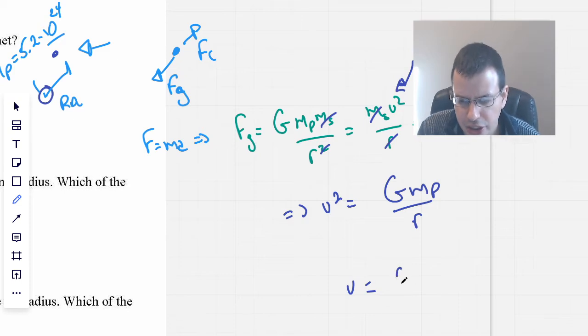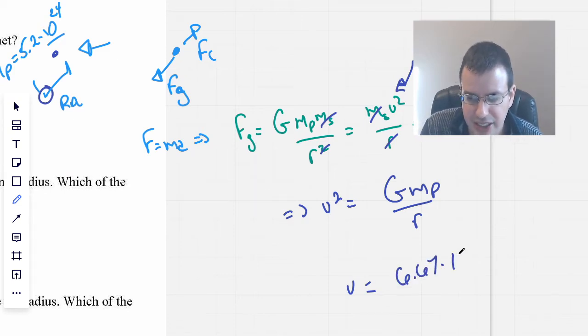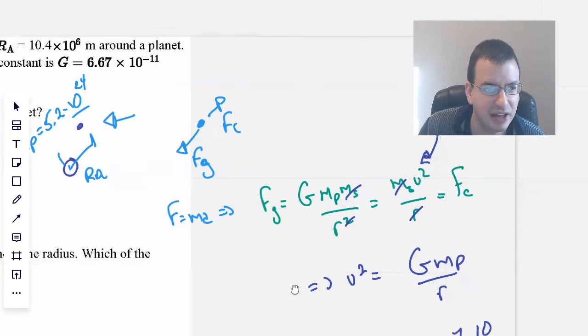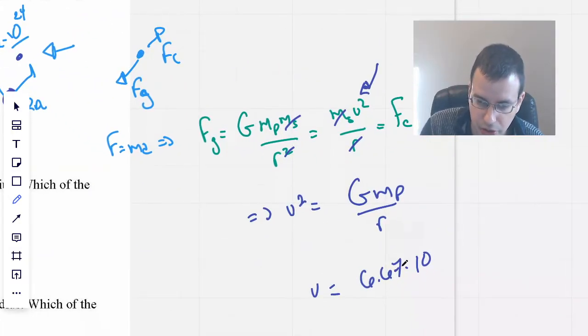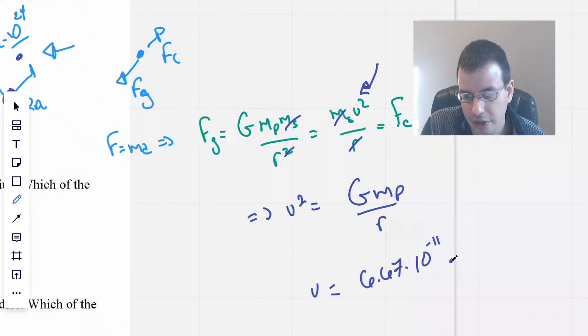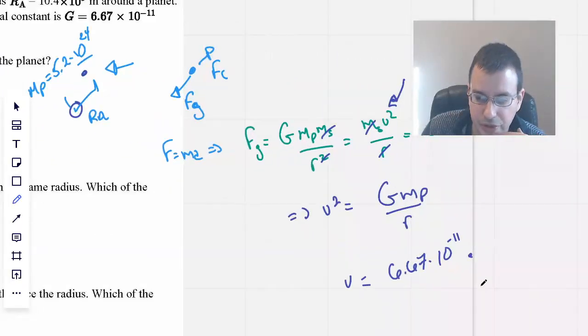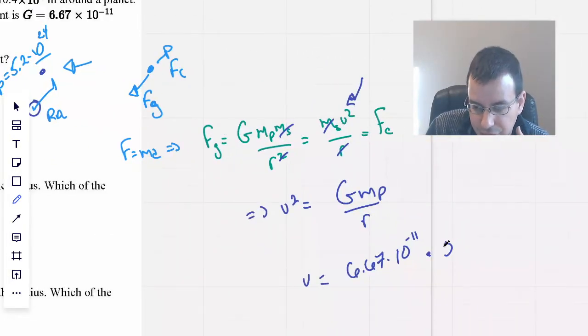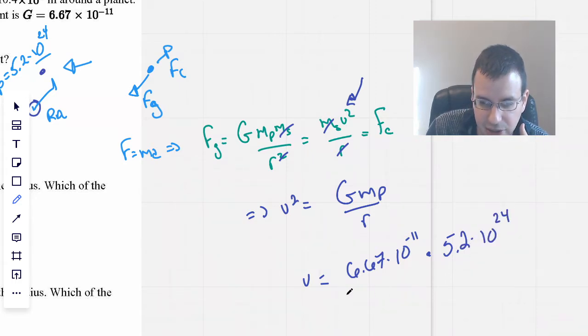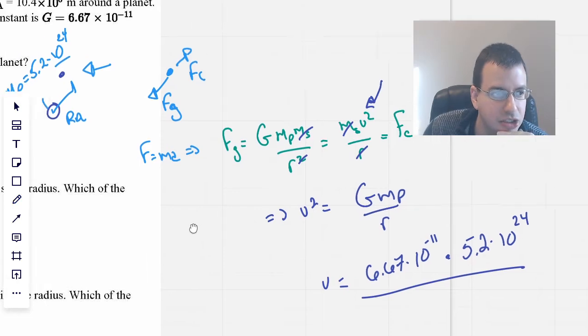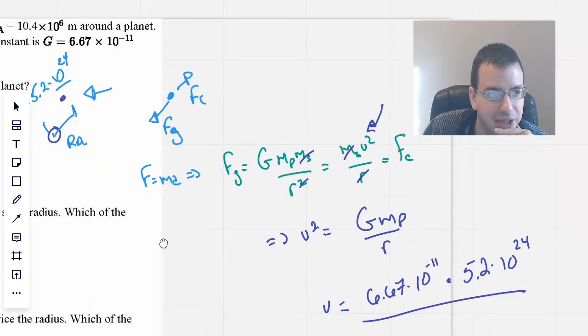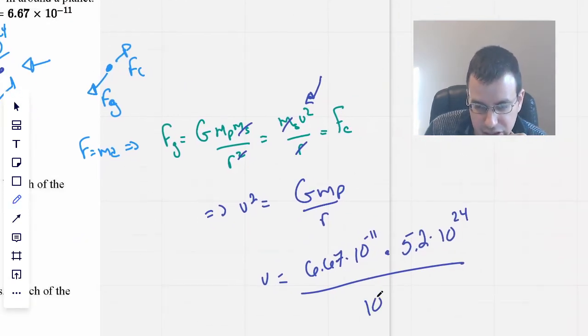So I'm going to start with this. So we do 6.67 times 10 to negative 11. Times mass of the planet, which is something times 10 to the 24th. 4.2 times 10 to the 24th. I'm going to assume that's kilograms. And then the radius they gave us was 10.4 times 10 to the 6th.